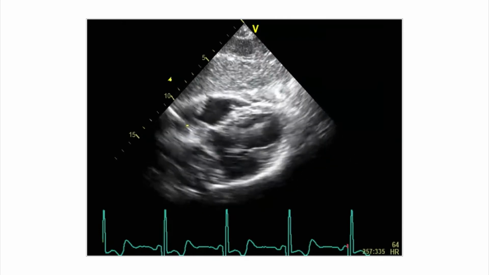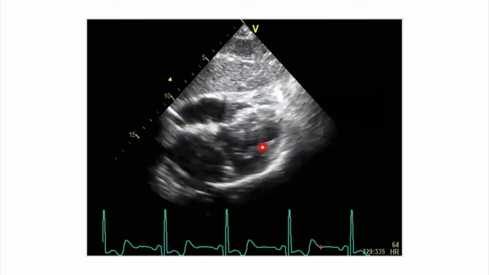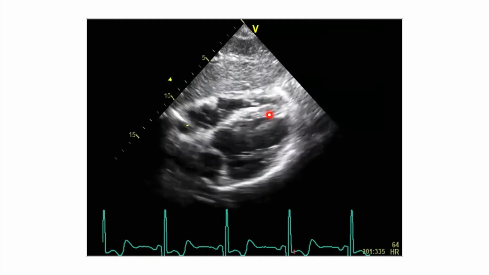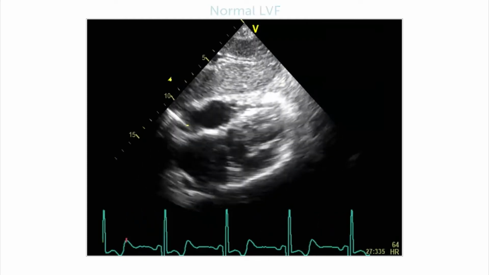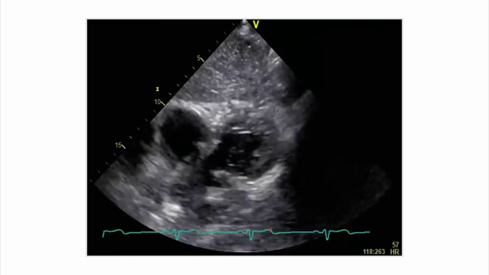Contrast it to this ventricle here. First of all, the size of the ventricle is rather small, or at least normal sized. Right ventricular function is also okay, and the contractility is okay too. So again, this patient does not have left ventricular dysfunction.